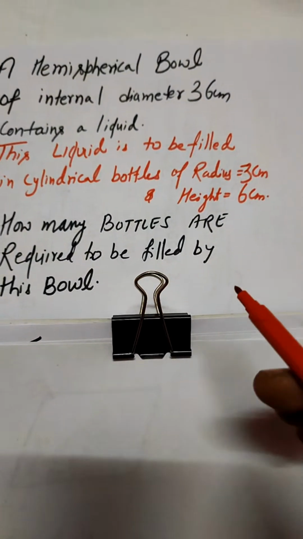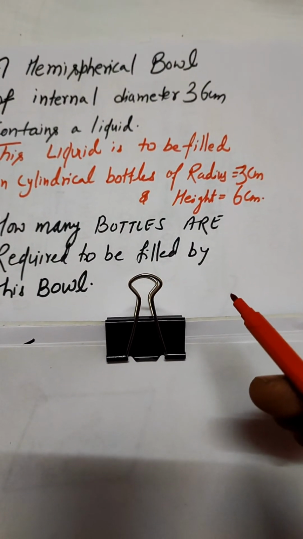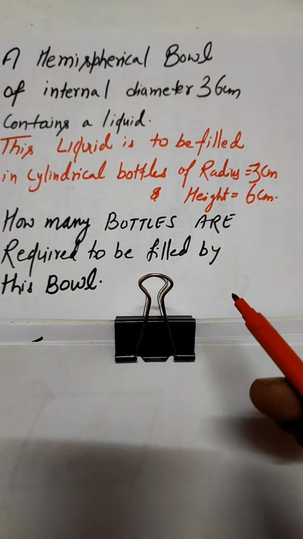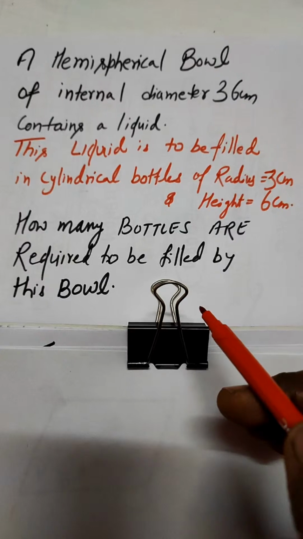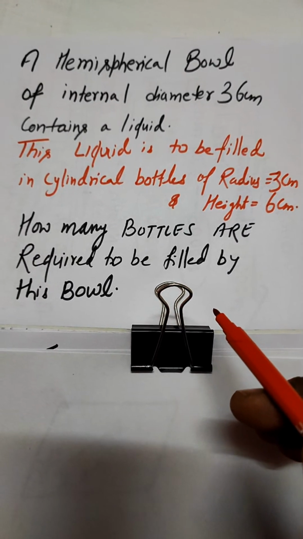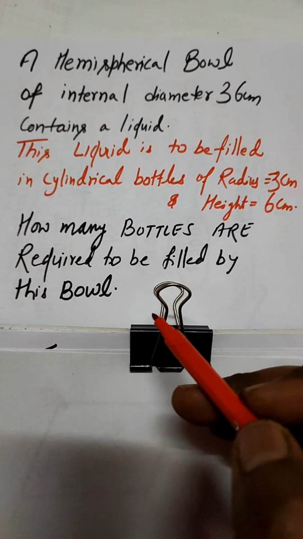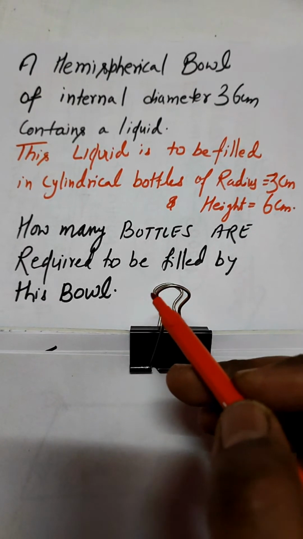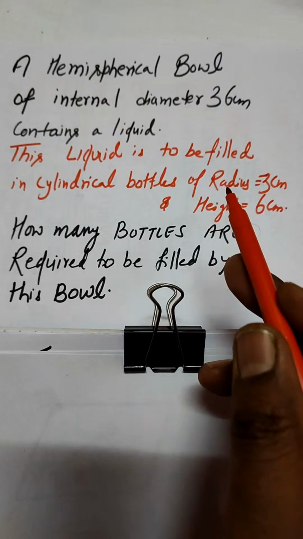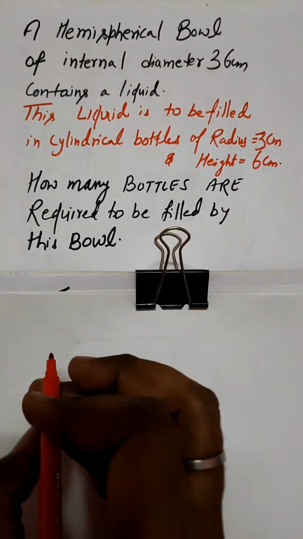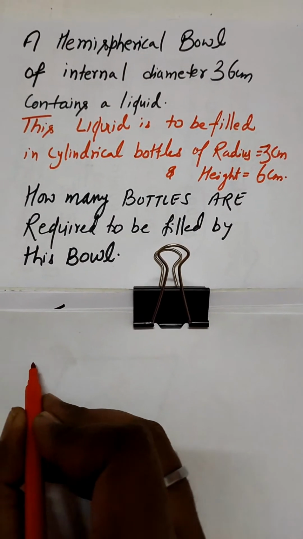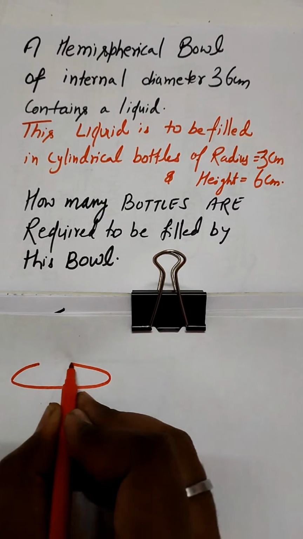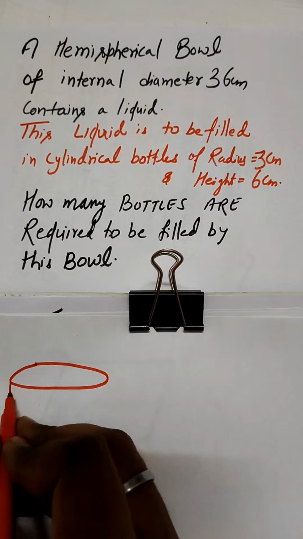Okay, that means we need to find how many bottles are required to empty the bowl, so that all the liquid of the bowl is emptied, and this liquid will fill how many such bottles. Okay, so a hemispherical bowl will look like this, right?